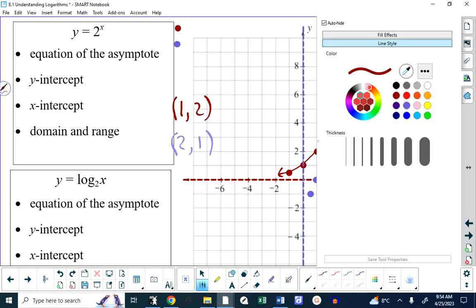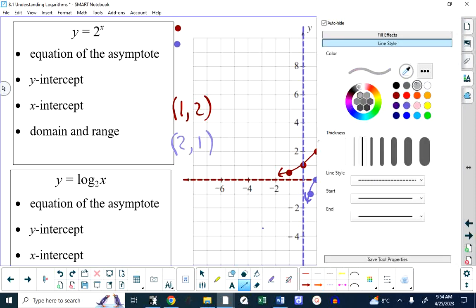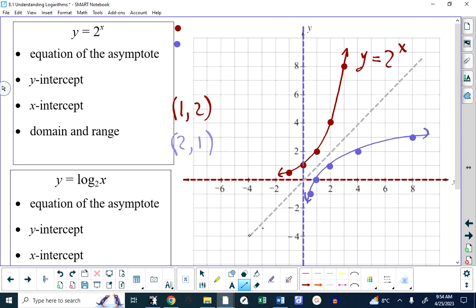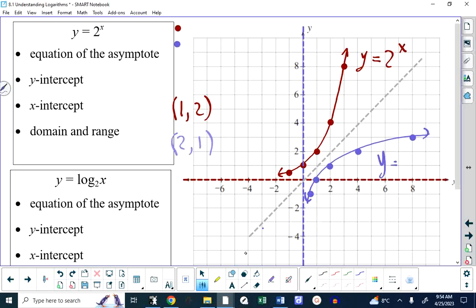And the logarithmic function looks something like that. And I hope that everybody can appreciate that these are reflections in the line y equals x, which is further reinforcement that what we've done is right, because that's what inverses have to be. And this function is y is equal to log base 2 of x. So we can go ahead and write down all of the information.